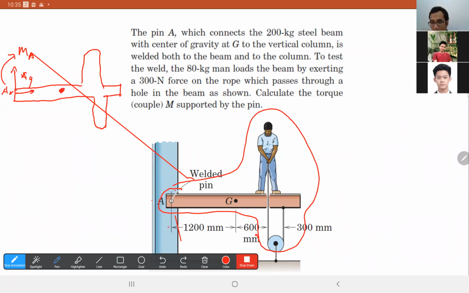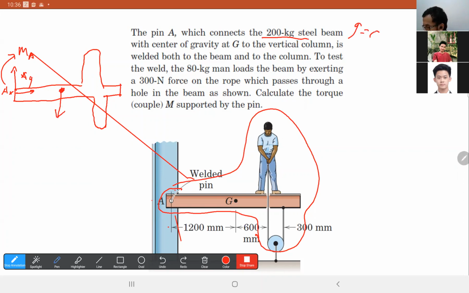Ahmad Rashid, what kind of external forces are happening at G? There is a downward force, sir. From the weight of the steel beam. So it's supposed to be 2000 Newton downwards. Yeah, because I'm using G equal to 10.